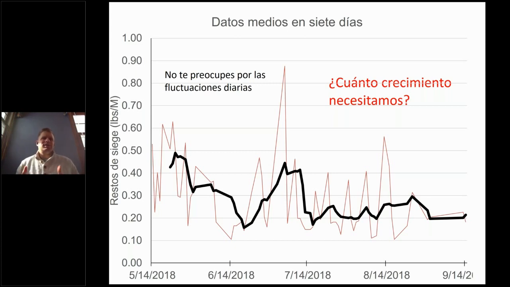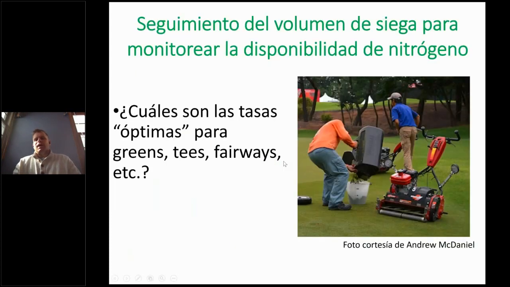So instead of just using the same fertility rate and the same plant growth regulator rate over and over and over, now we are actually managing based on what our clipping yields are telling us. So we had this question, how much growth rate do we really need? And is there an optimum growth rate on our grass?